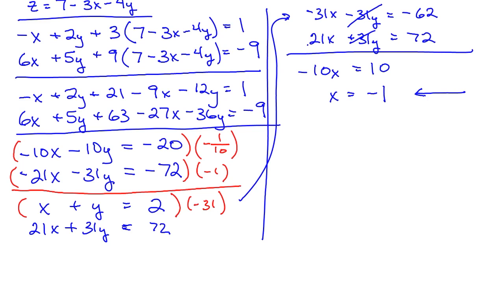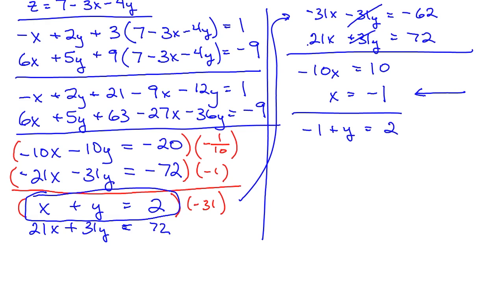So we found one of the variables. 2 more variables to go. Now, remember that as we are working with these equations, every equation is still consistent with the entire solution. So I can plug in x equals negative 1 into any of the other equations that I like. In particular, I like this one here. So I'm going to plug in negative 1 into that one. So negative 1 plus y equals 2, and so that's y equals 3.